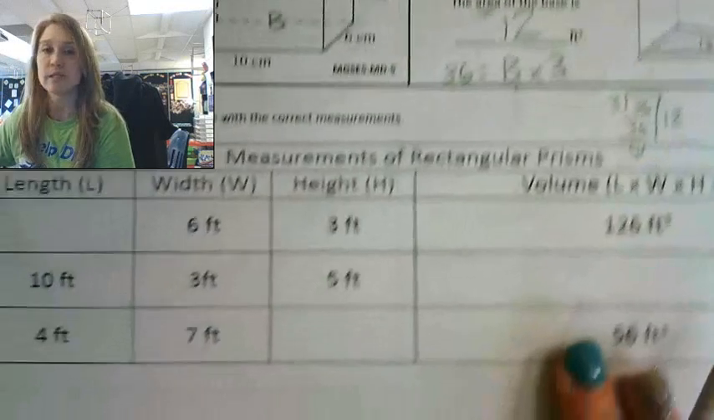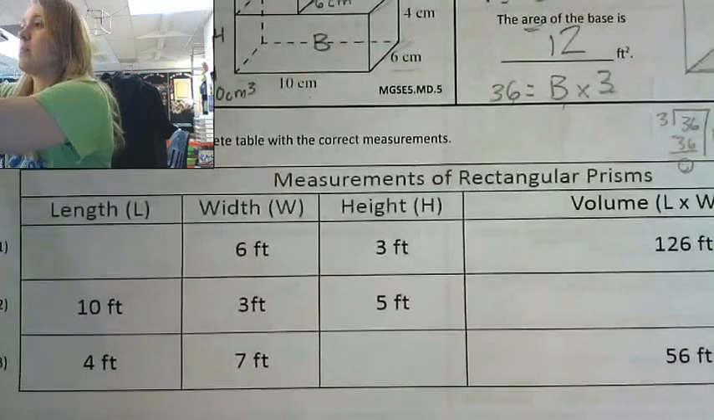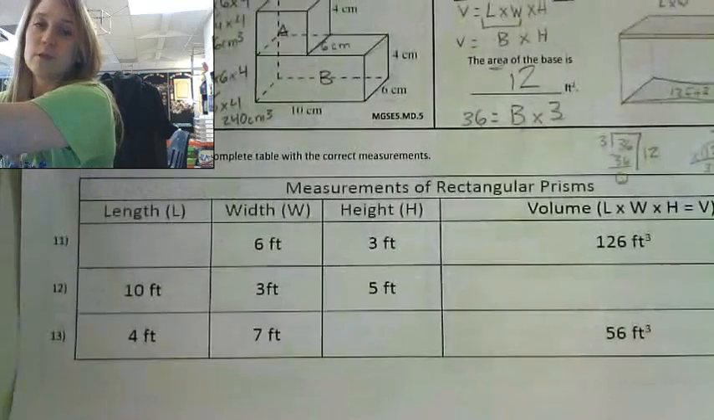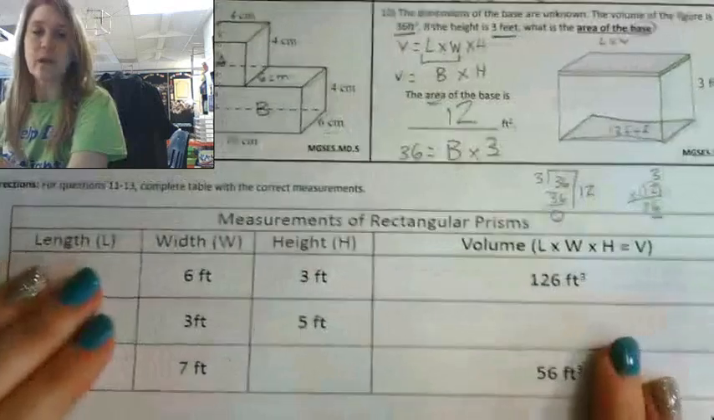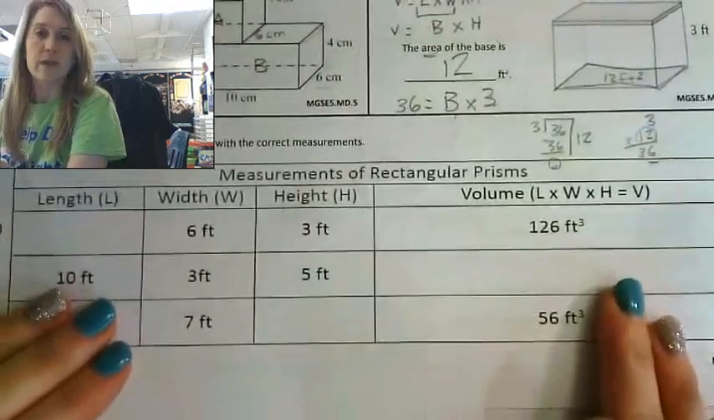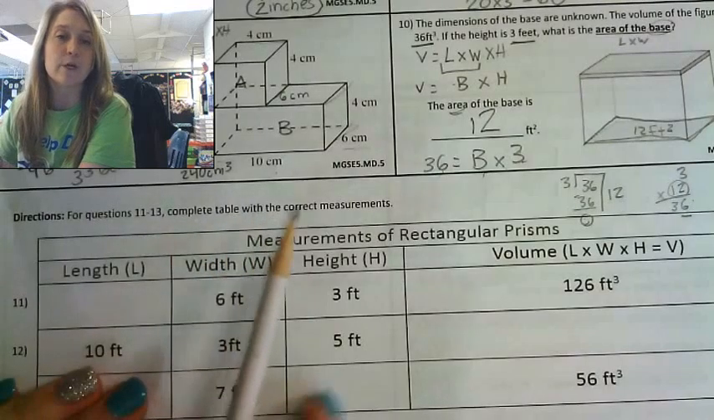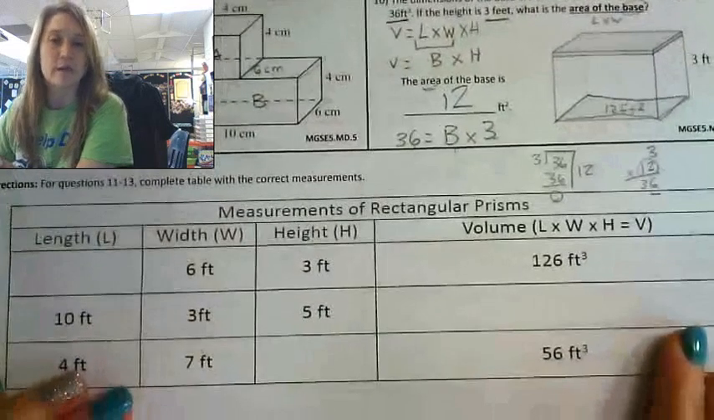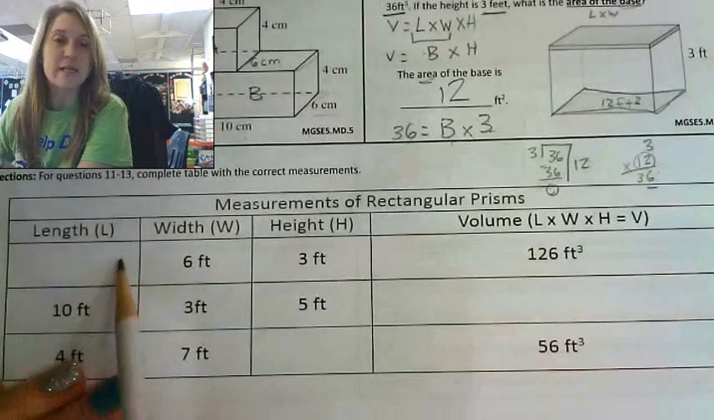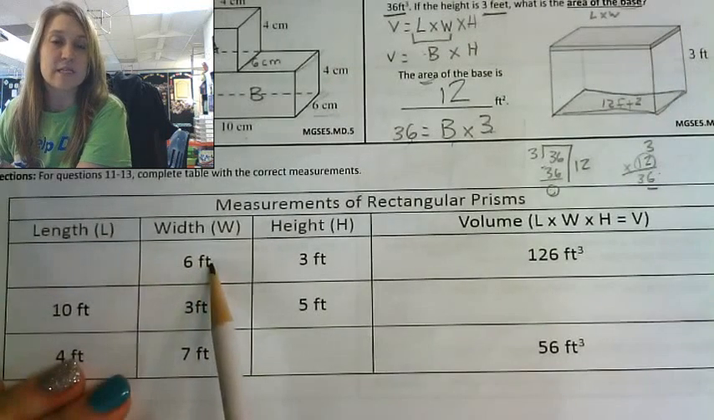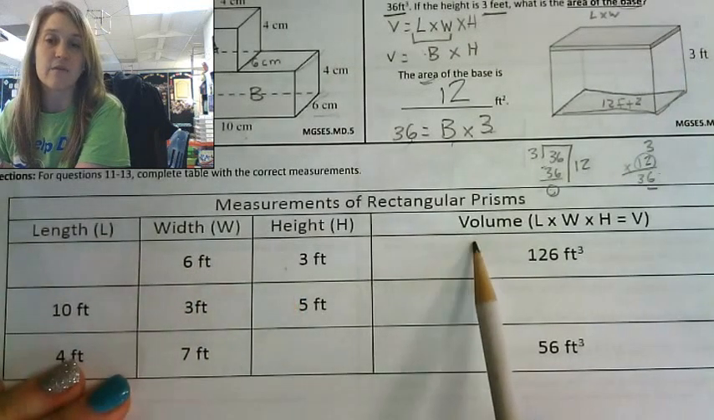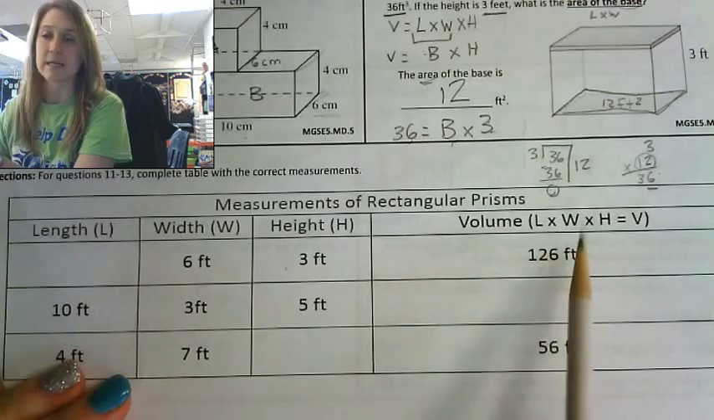We only got 3 more, so let's move down here to our chart. I'm going to move this just a little bit. All right, so this chart, let's look at the directions. For questions 11 through 13, complete the table with the correct measurements. So let's look at number 11. I'm missing my length, but I've got a width of 6, a height of 3, and a volume of 126.